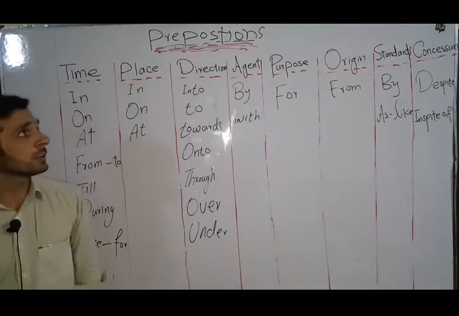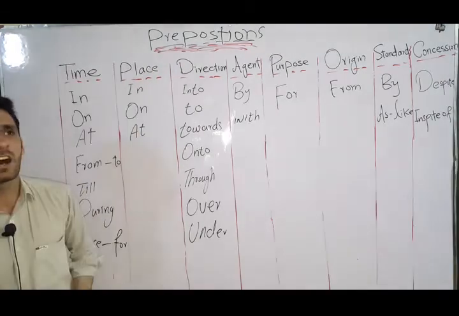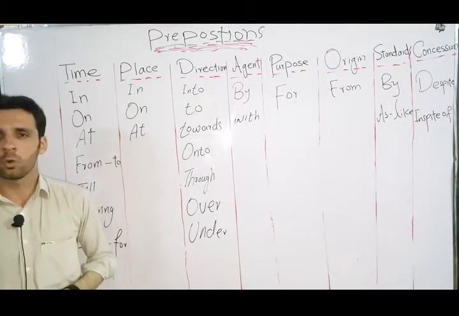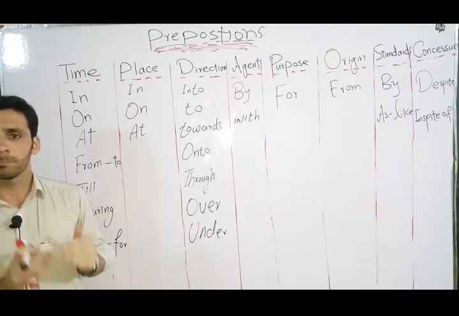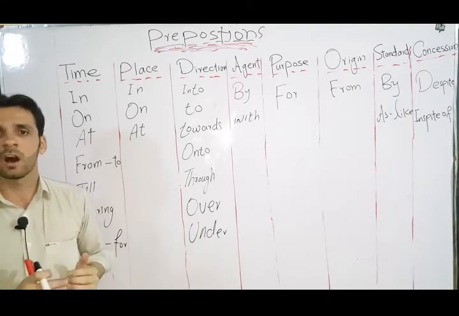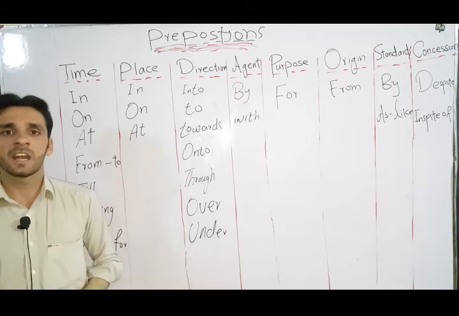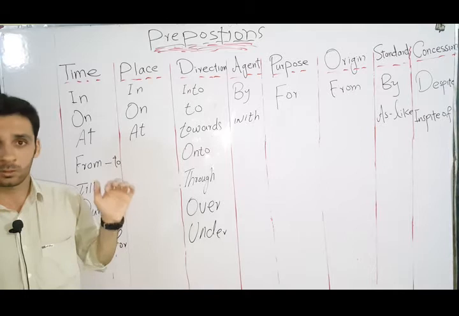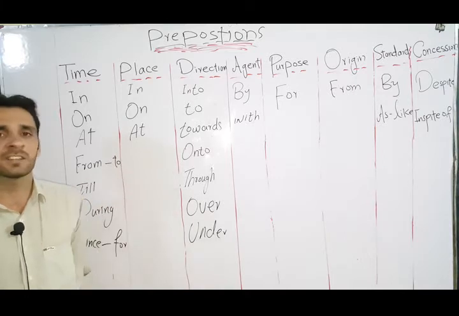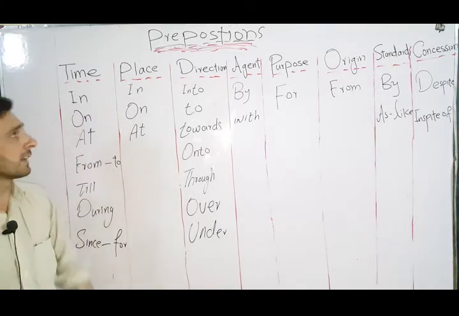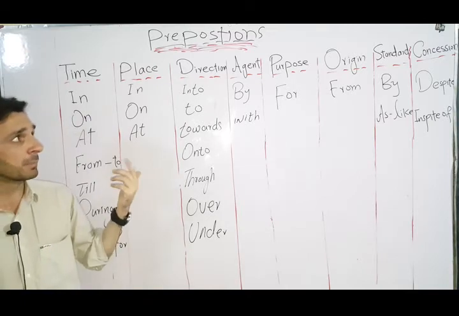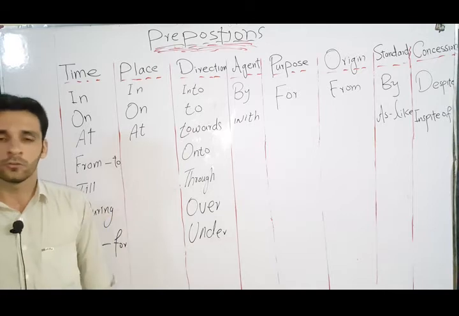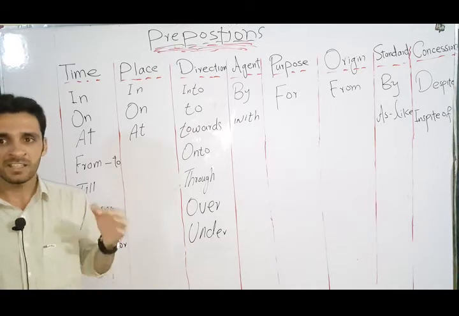In this lecture, we will have a discussion on prepositions. Prepositions are words which come before nouns or noun equivalents and show the relationship of those words with other words in the sentence. The relationship might be that of time, place, direction, agency, purpose, origin, standard, concession, and so on and so forth.